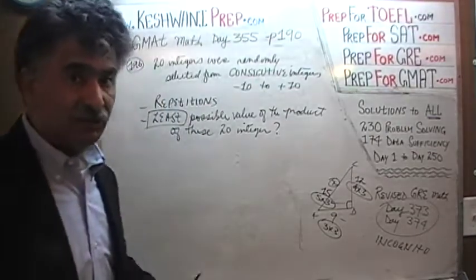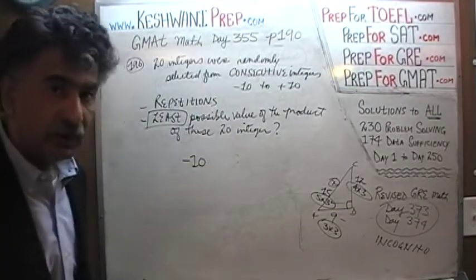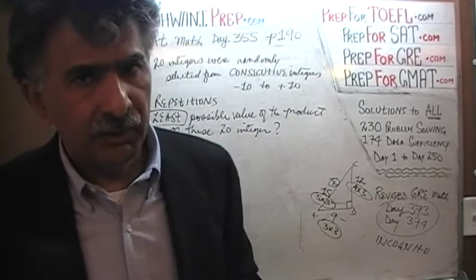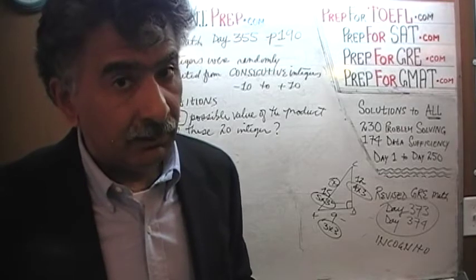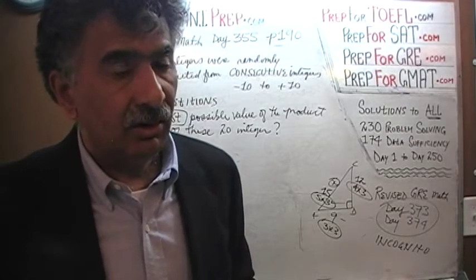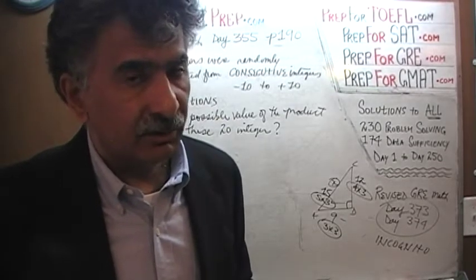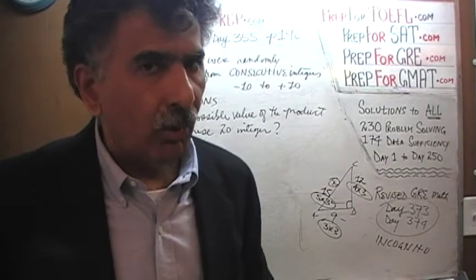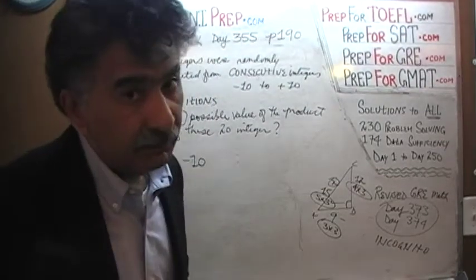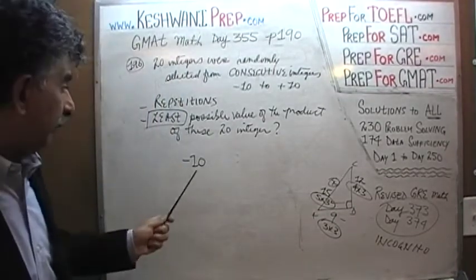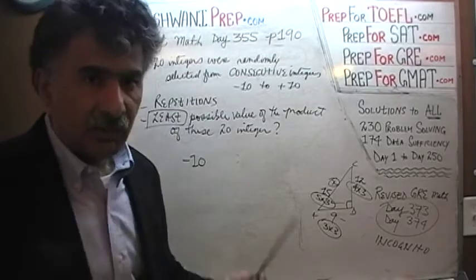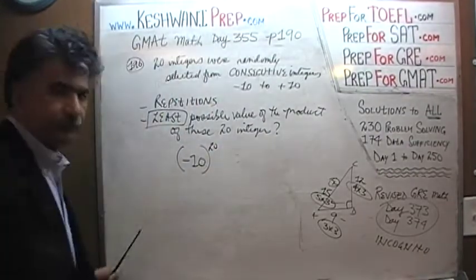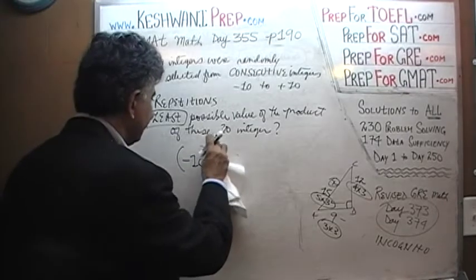immediately people tend to think that, well, if you want the least, why not make all of them negative 10? If you pick negative 10 20 times, which is not very likely, it is highly unlikely that on all 20 occasions, out of the 21 integers from negative 10 to positive 10, you will end up picking negative 10. But it is not impossible. So it is possible. What is the least possible value? Some people might say, well, if you pick negative 10 20 times, then negative 10 times negative 10 times negative 10, multiplied by itself 20 times, will give us negative 10 raised to 20. People might feel that that's the least possible value.